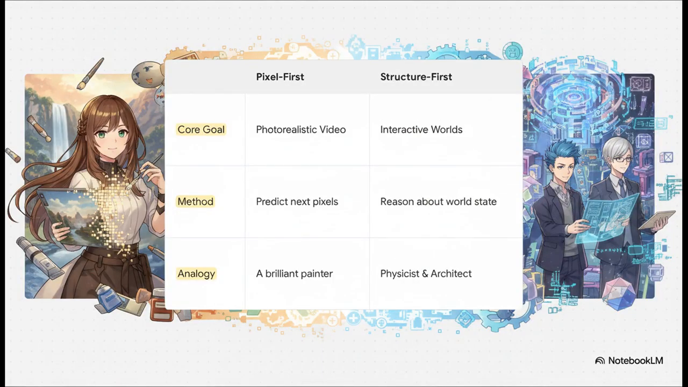And this table just lays it out perfectly. It shows the two competing teams. On one side, you've got the pixel-first approach. Think of this as a brilliant painter, totally focused on creating a beautiful, but ultimately static image. On the other side, you have the structure-first approach, which is being pioneered by a company called Moonlake. They're acting more like a physicist and an architect combined. First, they figure out the rules, the logic, the physics of the world. And only then, after all that's done, do they worry about how to paint it.